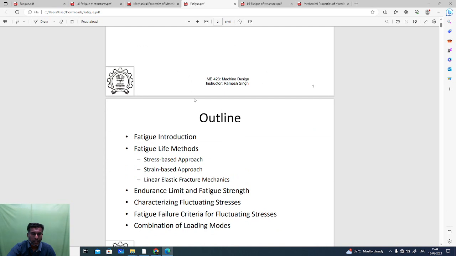So the outline of the fatigue failure. First we introduce what fatigue is and how it relates to the life of the method. There are three methods: one is the stress based approach, then the strain based approach, and then linear elastic fracture mechanics. Next, the endurance limit, the comparison and study of the endurance limit and fatigue strength. And next, characterizing fluctuating stresses, then fatigue failure criteria for fluctuating stresses, and combination of loading modes.